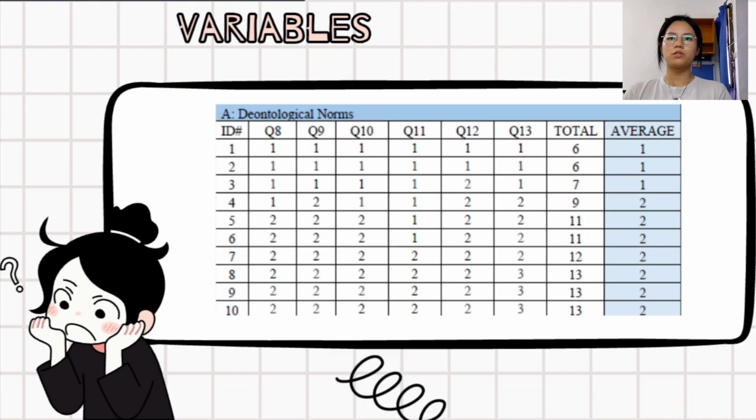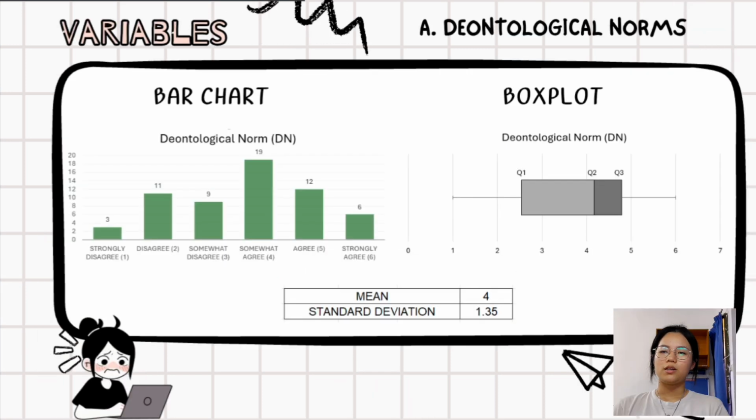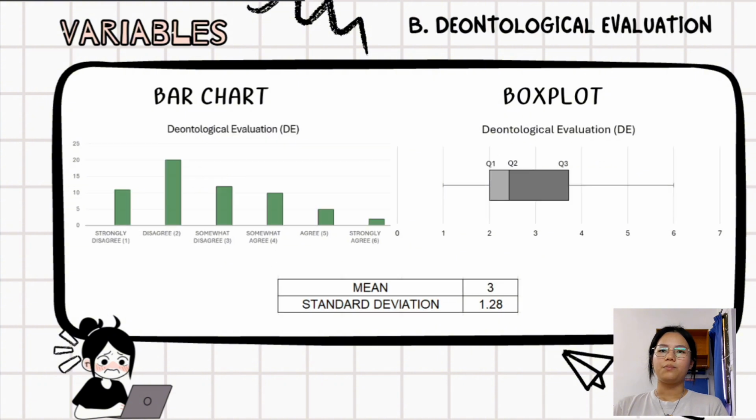Now comes the variables part. We have 4 independent variables and 1 dependent variable. First, we need to categorize the questions, then find the total value of that type, and calculate the average using the average function in Microsoft Excel. Here is an example of a table. After that, we can create a bar chart and a box plot after processing the obtained values, and calculate the mean and standard deviation for all variables.